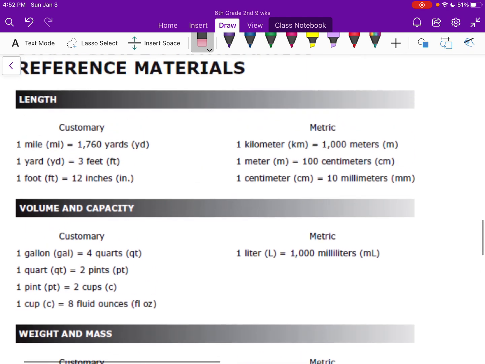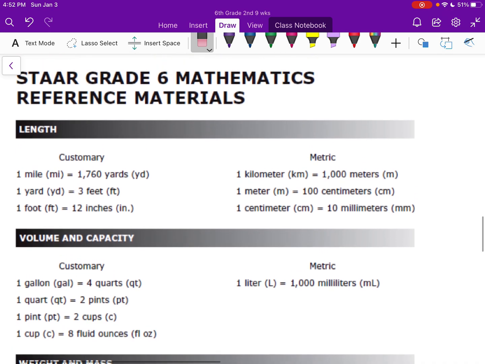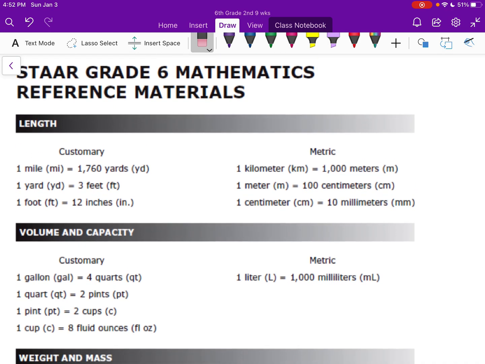This is what you will need to use when you have a question that asks you to convert between measurements. Okay, you will need to use your chart. So if your teacher hasn't given you one, you need to ask them for one, because this is what you'll use to get the conversions. Now, some of them hopefully you have memorized, like 3 feet in a yard and 12 inches in a foot. But if you don't have it memorized, it's okay, because it's right here.